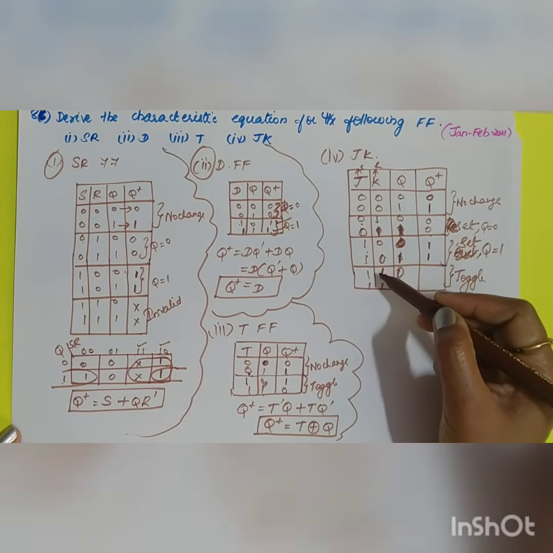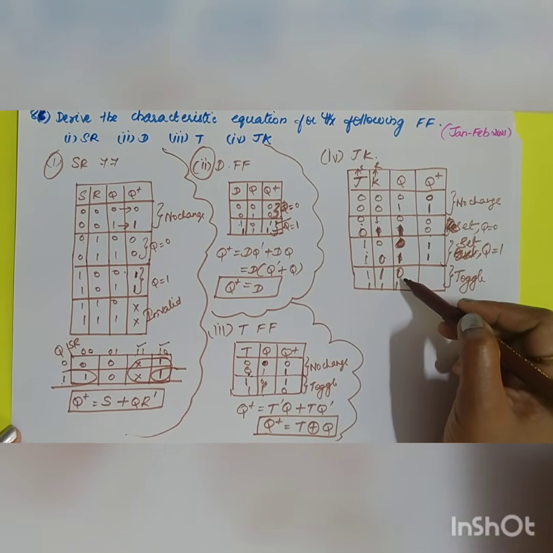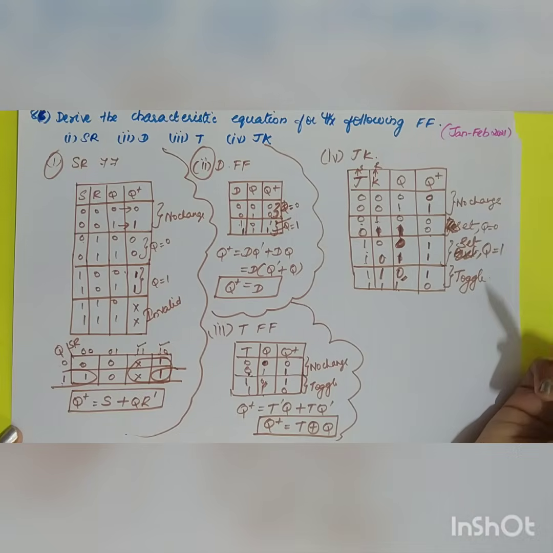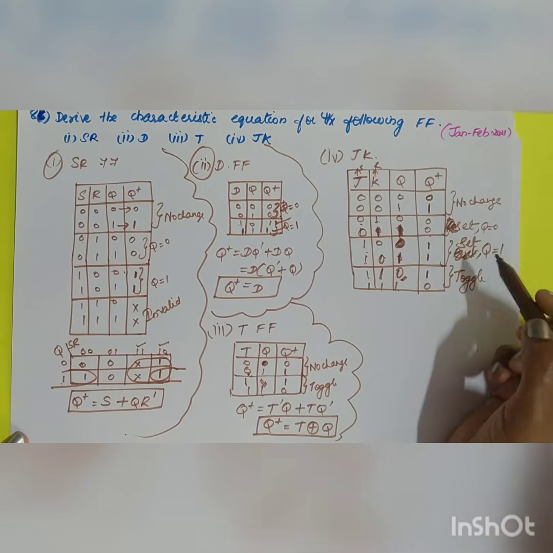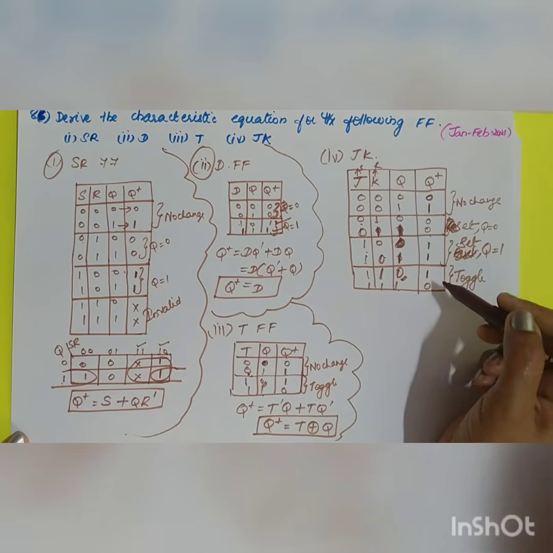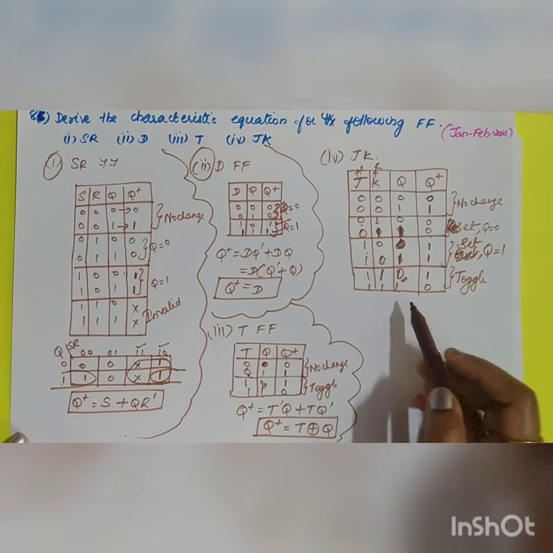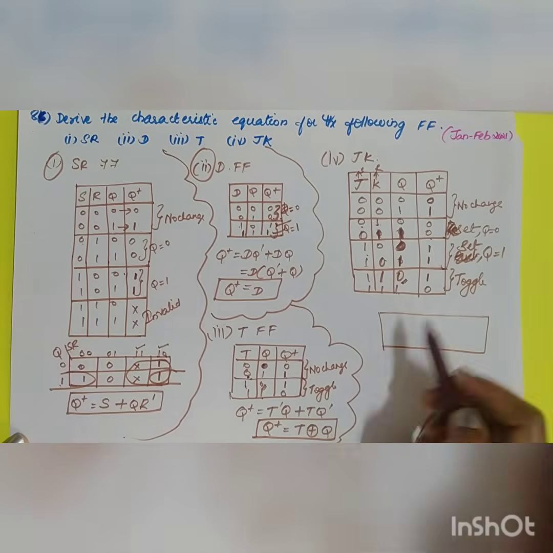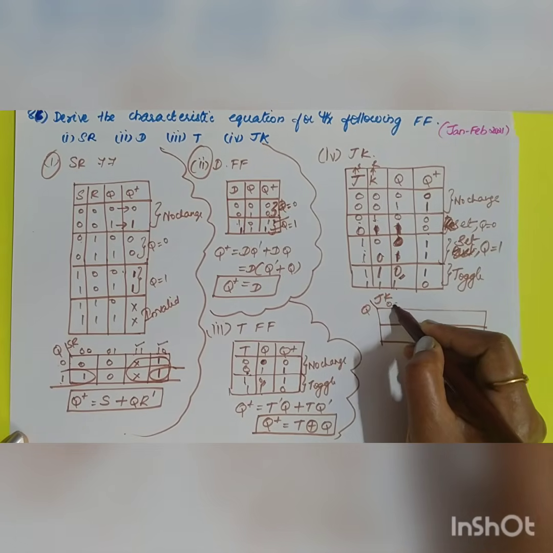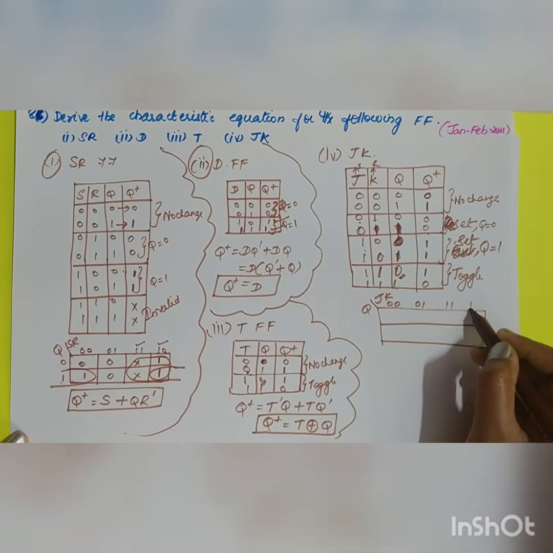Now what happens when JK is equal to 1 1? It is your toggle condition. So whatever is your present state, the next state is going to be the opposite of it. If it is 0, it will be 1. If it is 1, it will be 0. So now can you construct a JK flip-flop? We can proceed by using your K-map. Okay. So J, K, Q: 0 0 0 1 1 1 1 0.